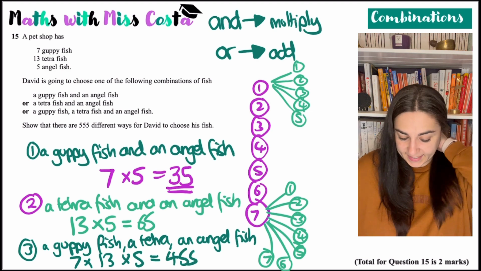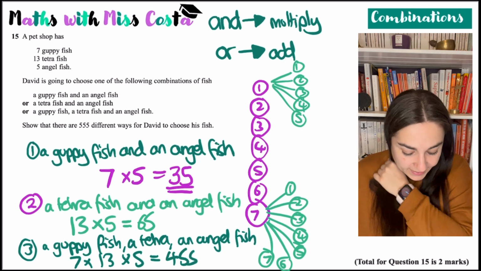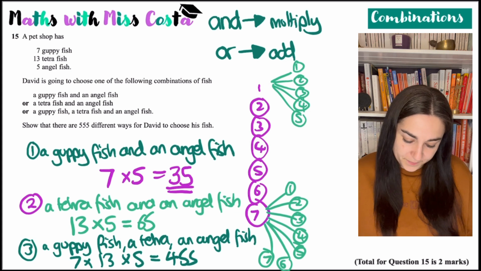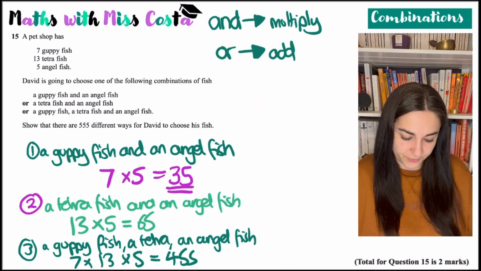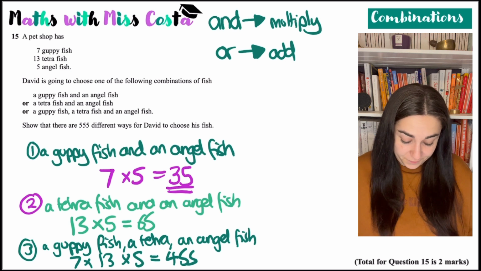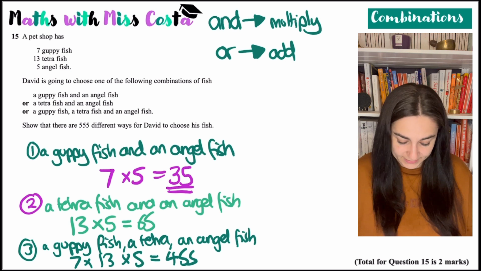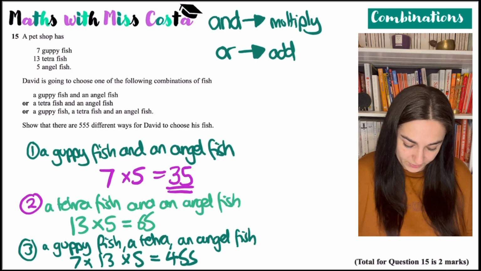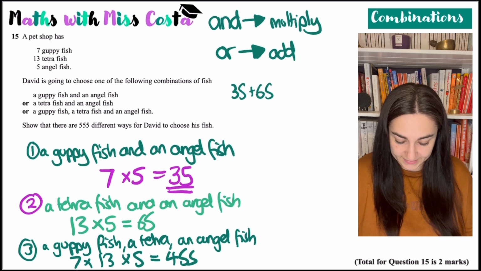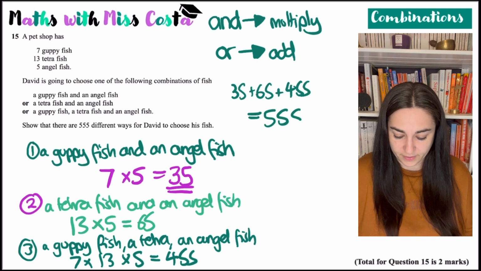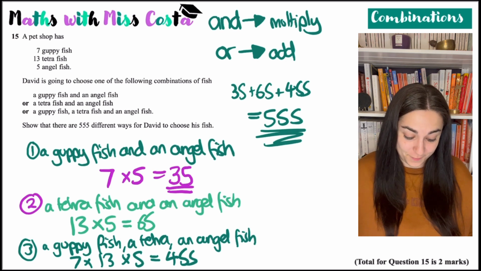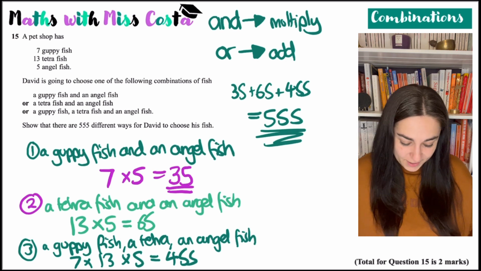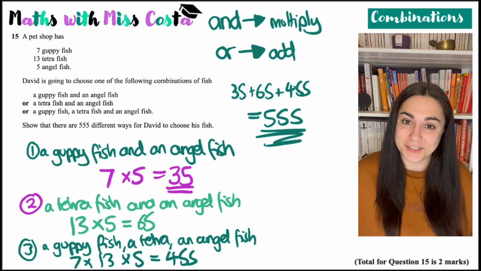So if he just gets a guppy fish and an angelfish, he has 35 combinations. If he gets the second option, he has a total of 65 combinations, and for the last one he has 455, so we just do 35 plus 65 plus 455 equals 555. So that is how there are 555 different ways for David to choose his fish.